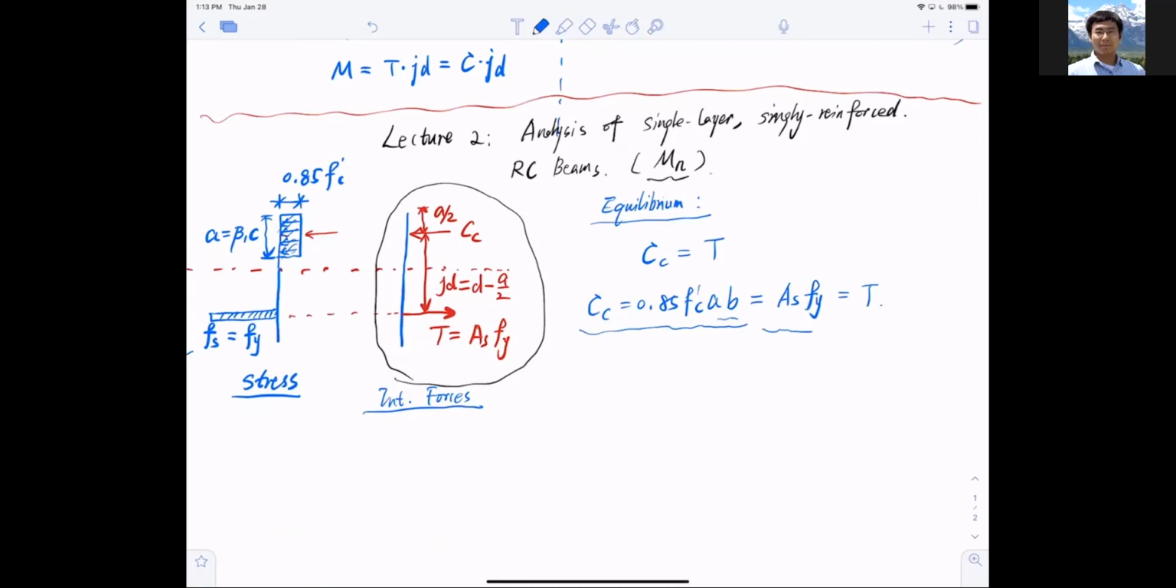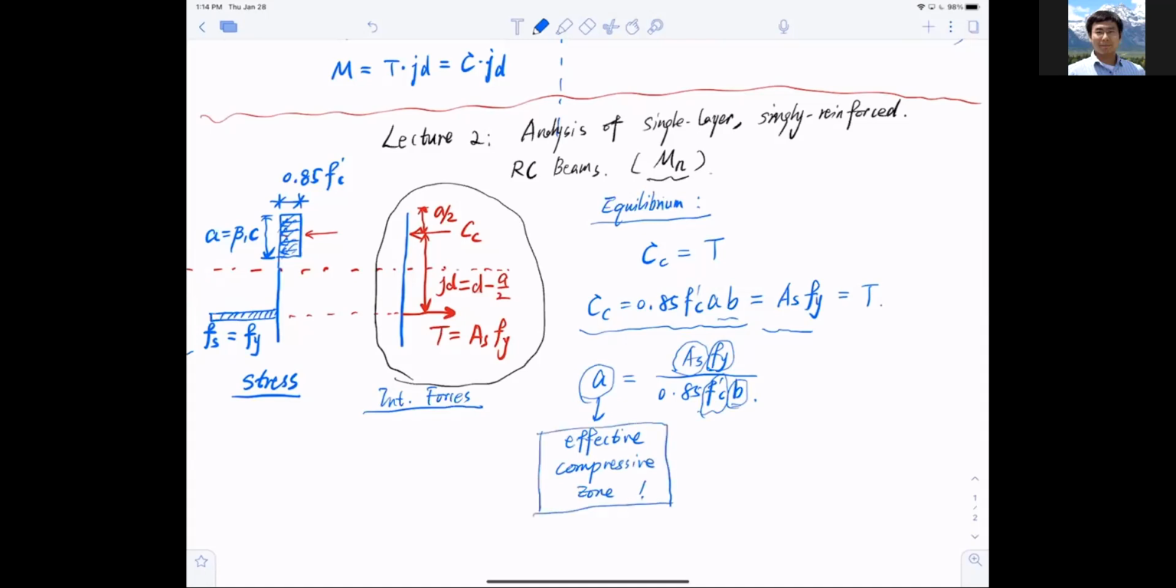All right, so this is miraculous. This is good. Why is that? Because now I can rewrite the equation into a equals As fy divided by 0.85 f'c b. So if I know my area of steel, the grade of steel, which is the yield strength of steel, the concrete compressive strength and the width of the section, I can compute my so-called a, which is another term here, the effective compressive zone. Very important terminology. Need to remember this.